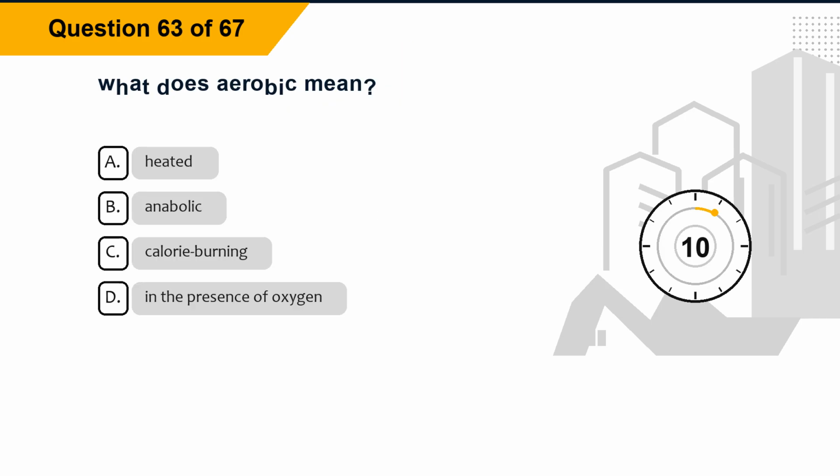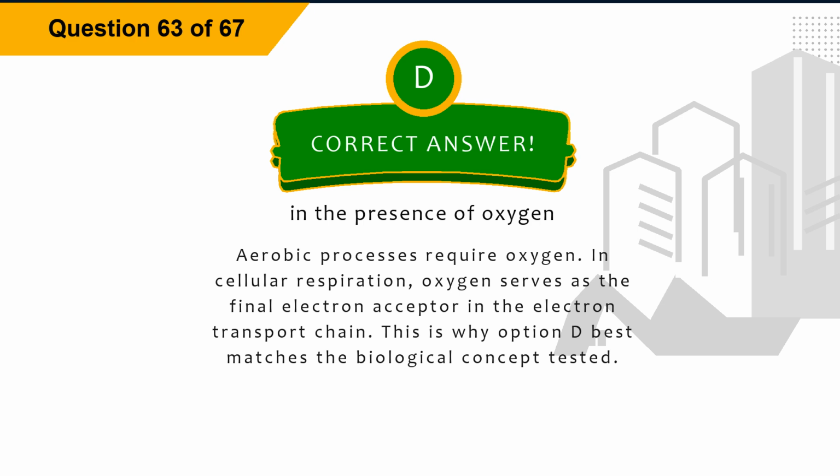Question 63. What does aerobic mean? Option A, heated. Option B, anabolic. Option C, calorie burning. Option D, in the presence of oxygen. The correct answer is option D, in the presence of oxygen. Explanation: aerobic processes require oxygen. In cellular respiration, oxygen serves as the final electron acceptor in the electron transport chain. This is why option D best matches the biological concept tested.